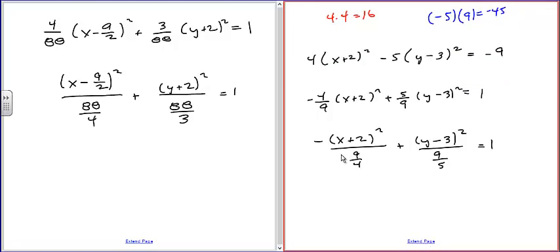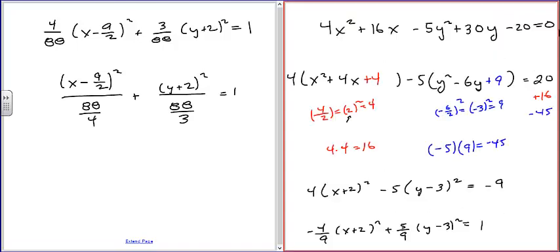Now, this is the equation for a hyperbola. When one of them is positive and one of them is negative, it's a hyperbola. Hyperbolas either look like this, or they look like this. They're aligned with the y direction or the x direction, and it depends upon which one of these is negative. We'll talk more about that when we get to actually talking about hyperbolas.